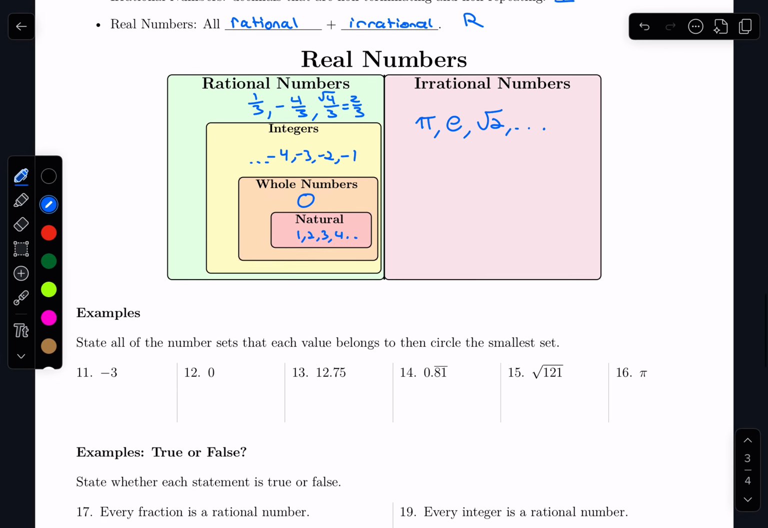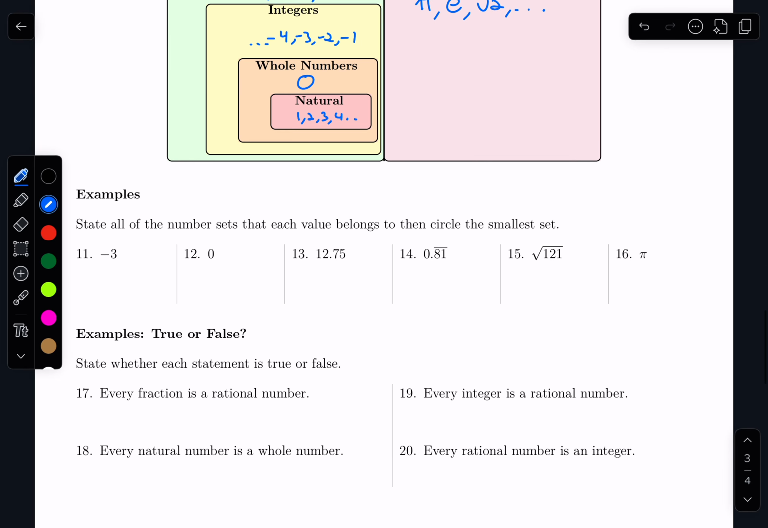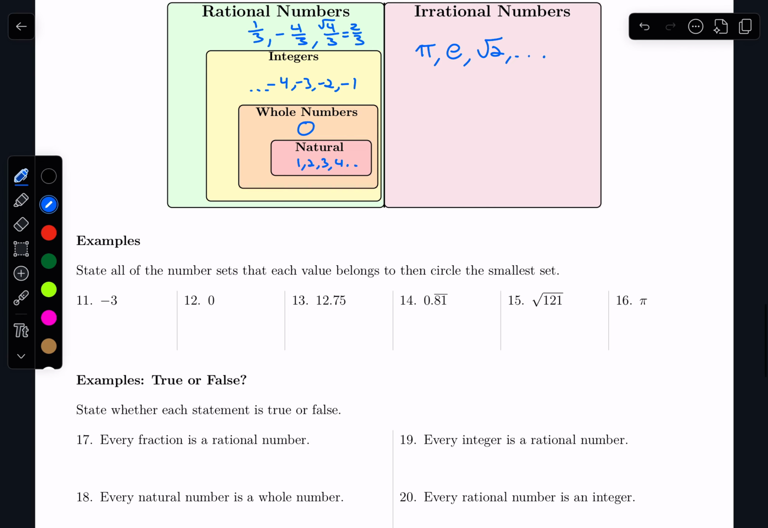So now all we're going to do for these last couple ones is state all of the number sets that each value belongs to, and then determine what the smallest one is. And we're just going to do this using the symbols. So -3, we know -3 is an integer because it's negative.